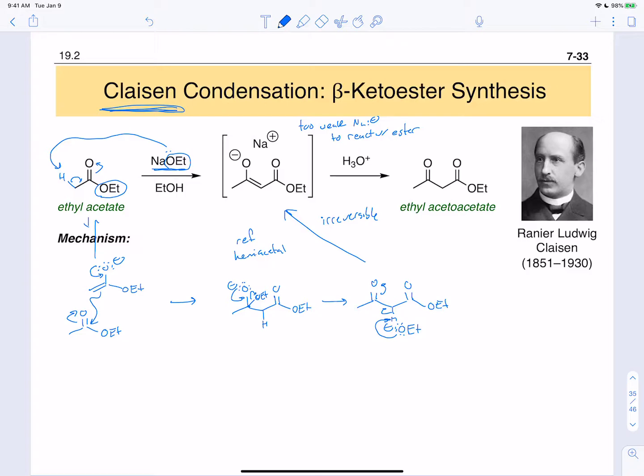Once we add acid to work it up, now we can generate our beta-keto ester product. So this element of making these very stabilized products is important for a lot of the reactions we learn afterwards. This will serve as sort of an ending point to these reactions and will prevent further reactions with other carbonyl groups from taking place.